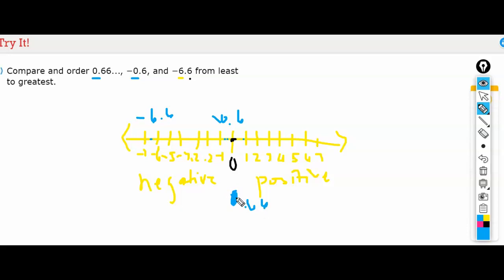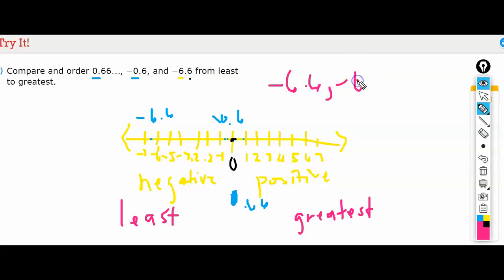So we've compared them. Now we need to order them from least to greatest. So remember, the least is going to be our numbers farthest to the left, and our greatest will be the numbers farthest to the right. So negative 6.6 is going to be our least, then negative 0 and 6/10, and finally 0 and 66/100.